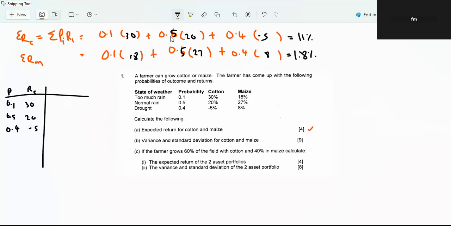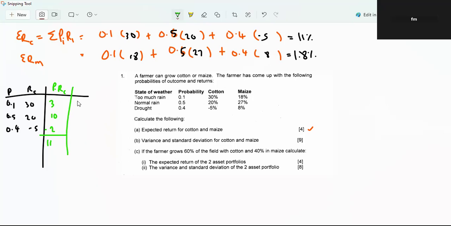And you multiply now here. What is 0.1 times 30? Here we have a 3. 0.5 times 20, here we have a 10. 0.4 times minus 5, here we have a minus 2. So here this is probability times the return on cotton. So 3, 10, and minus 2. When you add this, you're going to get 11, which we found here.